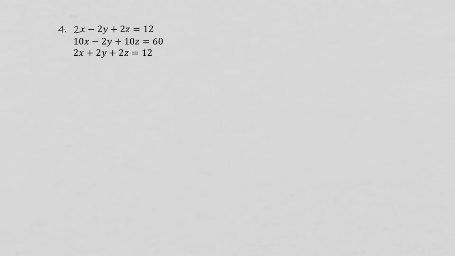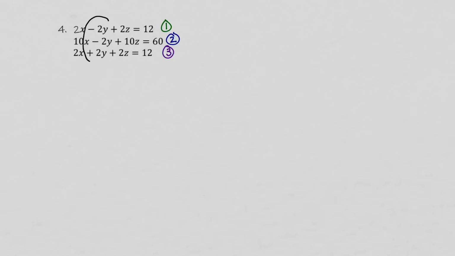All right, so this is problem number 4 for solving 3-variable system. And let's start off by numbering our equations, just like we did in all the previous problems. And I need to eliminate a variable. So I need to pick 2 equations and get a variable to eliminate.